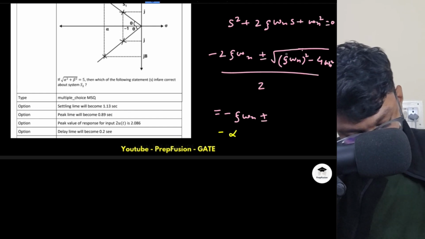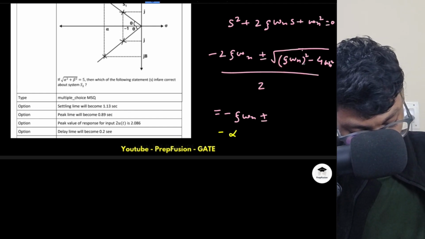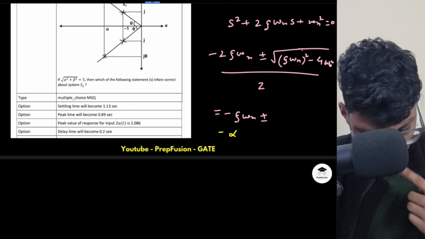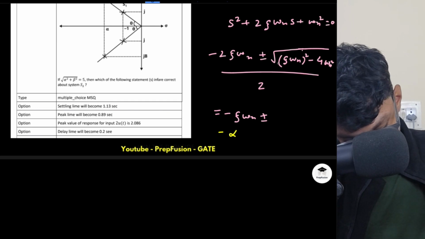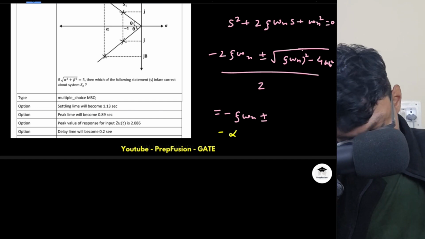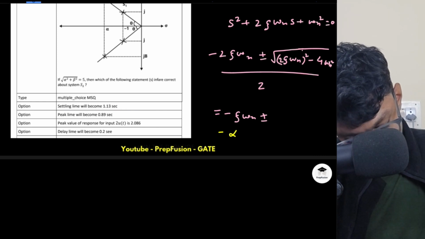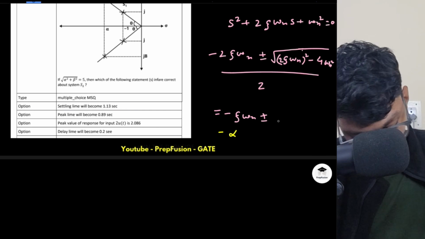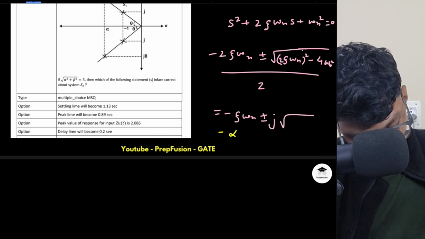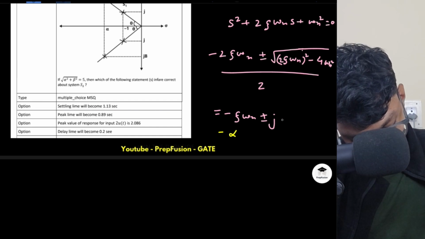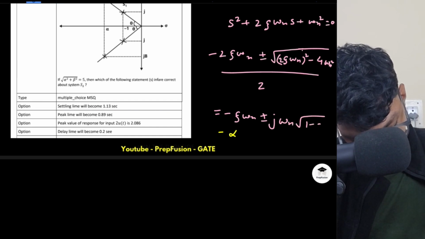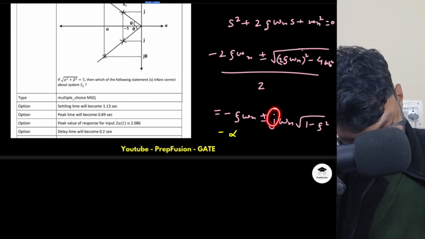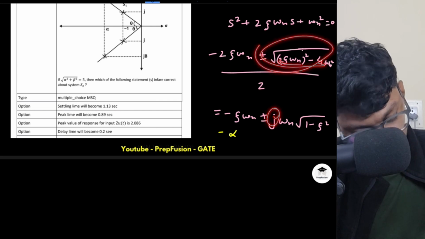Zeta is supposed to be less than 1. So it will be b square minus 4ac. Sorry, b is 2 zeta omega n, so this will be 2 zeta whole square. Ultimately 2 will come outside, and this will be j into omega n under root 1 minus zeta square. Because zeta is less than 1, obviously this will be a complex number.